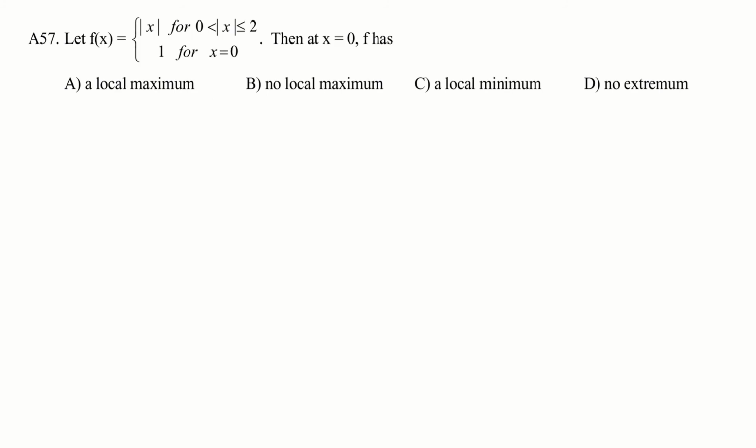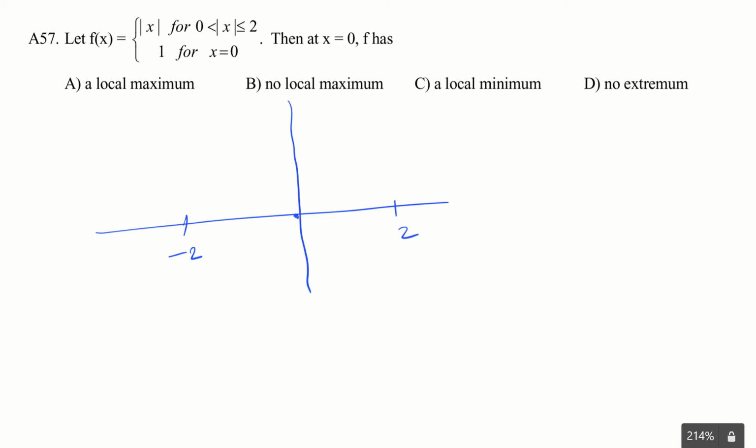Okay, let us look at the graph of the function in this problem. Observe that in the interval -2 to 2, if I draw the graph, it is nothing but |x|. So the graph will be like that. But observe that at 0, the value is given to be 1. At 0, it is 1. So at 0, this is not. 1 is the function value.